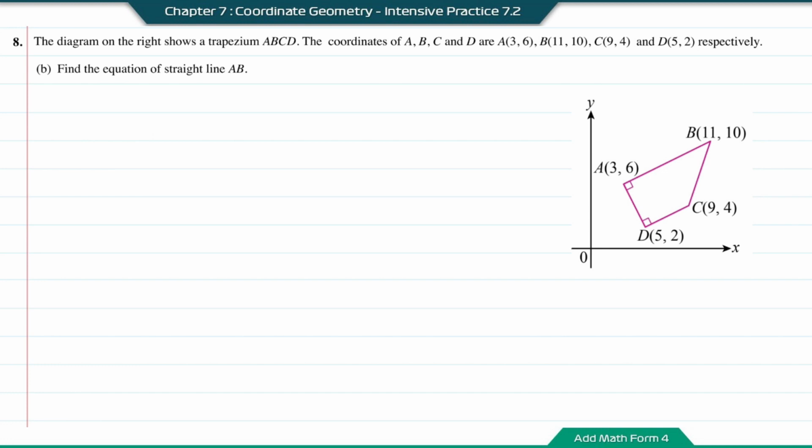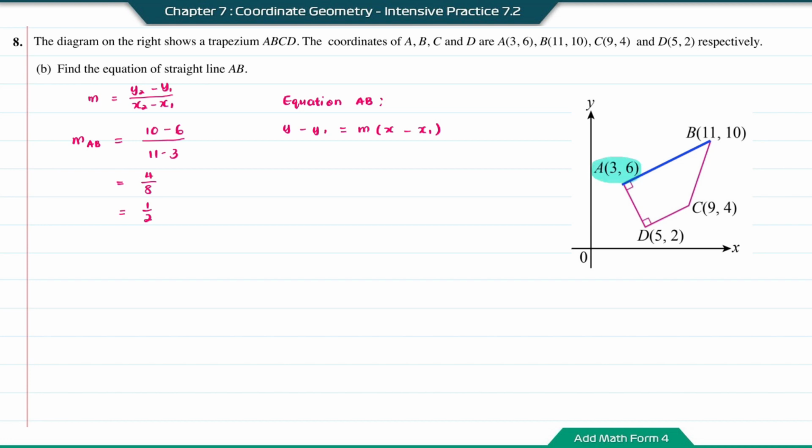Question B. Find the equation of the straight line AB. So first, we're going to find the gradient of AB using the coordinates of points A and B. The gradient AB will be 10 minus 6 over 11 minus 3. So this is equal to 4 over 8. Simplify this, the answer is 1 over 2. To form the equation of AB, besides the gradient, I also need the coordinates of any one point that lies on the straight line AB. So here I'm just going to choose the point A.